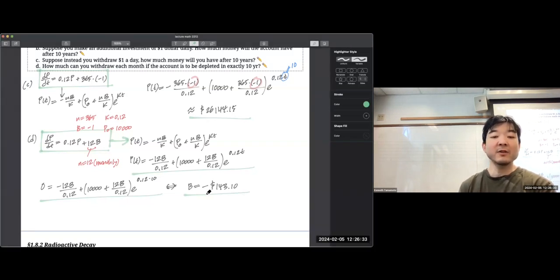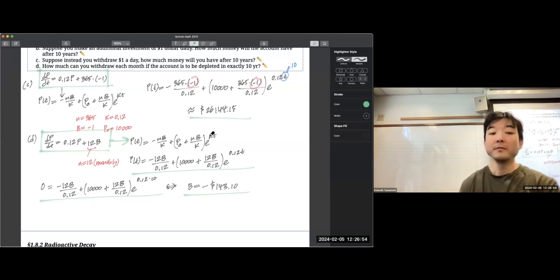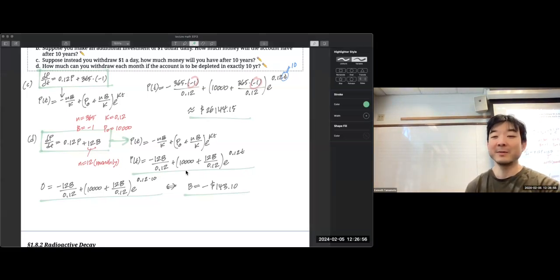And this is negative because if you're trying to force this thing to deplete, then it automatically puts the right sign on this B and says, well, if you want this P to be 0 in 10 years, the only way that's going to be possible is if you actually have a B that's negative. It would be really weird if you were contributing money and it was saying that it's going to deplete after you contributed money. So this is saying, okay, you can pull out $143.10 every month.